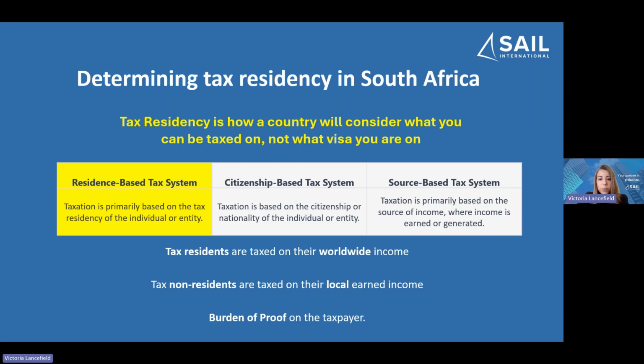Now, in South Africa, the burden of proof lies with the taxpayer, who must demonstrate any change in their status, meaning that even if you meet all the criteria to break your tax residency, it is not automatically changed. You need to make a formal application with SARS. As such, in South Africa, if you're noted a tax resident, you are subject to tax on all your global income. However, if you're tax non-resident, you'll only need to pay tax on income that is sourced within South Africa.